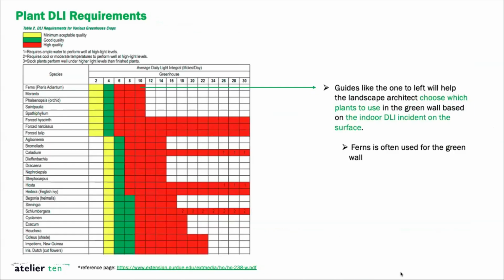And so there's a bunch of different references online, but we have some data referring to the different types of plants and what level of DLI they would need in order to be healthy. So the one that was often used for green wall was ferns. So we use that as kind of just like a benchmark for, are we receiving enough direct sun on the green wall within the courtyard space?